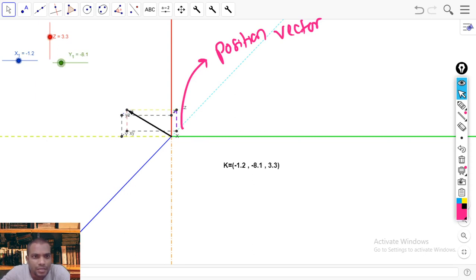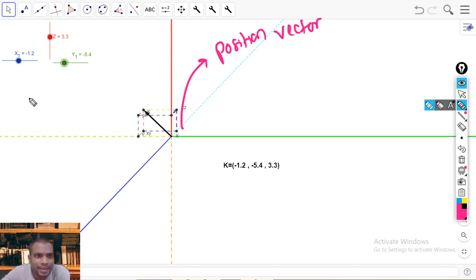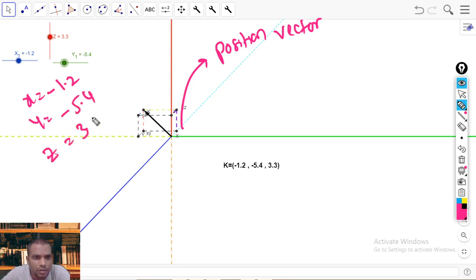Suppose in this case the values shown here are x equal to -1.2, y equal to -5.4 and z equal to 3.3. So that is the location of the position vector. Now let me ask a question: how shall we represent this vector in terms of an equation?